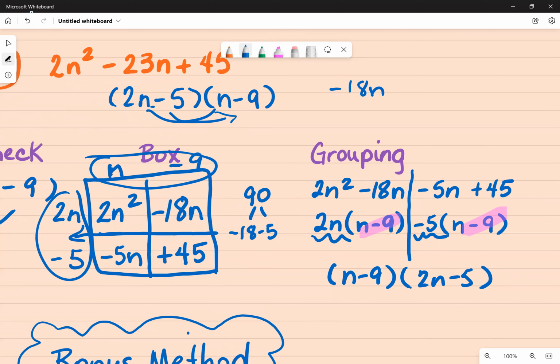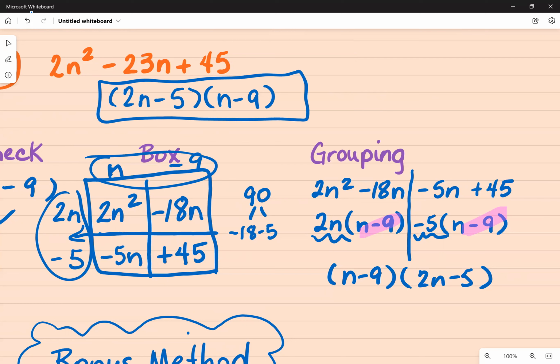And then you go to the second term and do the same thing. Negative 5 times n, negative 5n. So we already did that, and so we know that's negative 23n. And then the last thing is the negative 5 times negative 9, which is going to be positive 45. So if you set it up correctly, you're going to end up right back where you started. This is what we started with. This is just a different way of writing it.